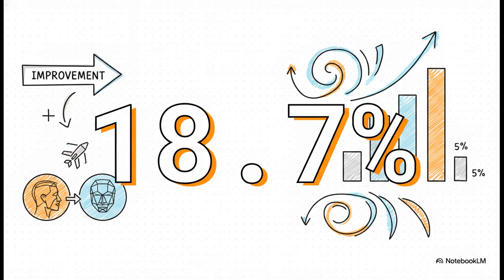I really want to emphasize this massive number on the screen. DomainShuttle achieved an 18.7% improvement in the cross-domain score over the current state-of-the-art methods. To put that into perspective, in the world of cutting-edge AI research, an improvement of just 2 or 3% is usually enough to get a paper published at a major conference. A 5% improvement is considered a major headline-making leap.